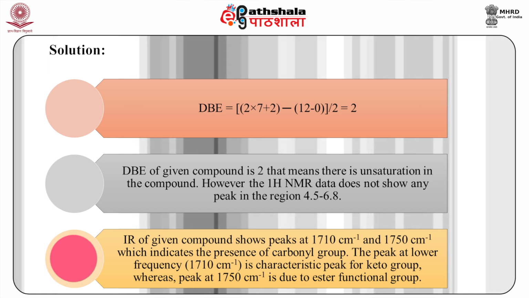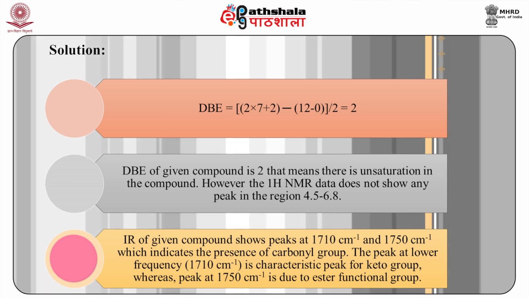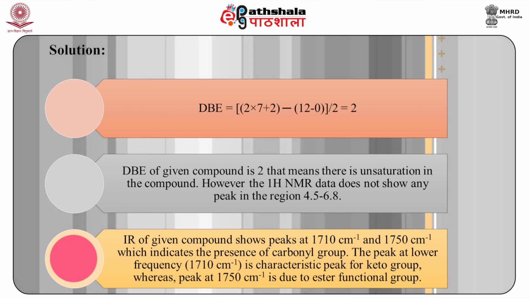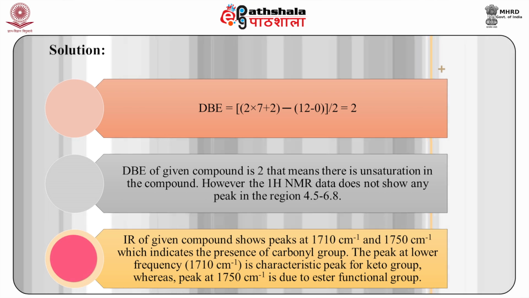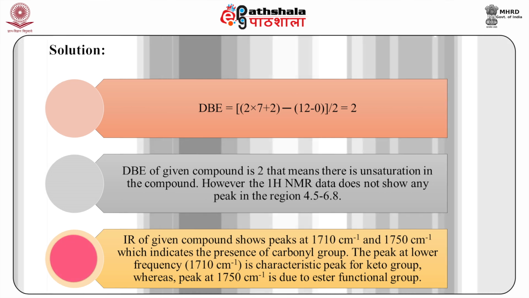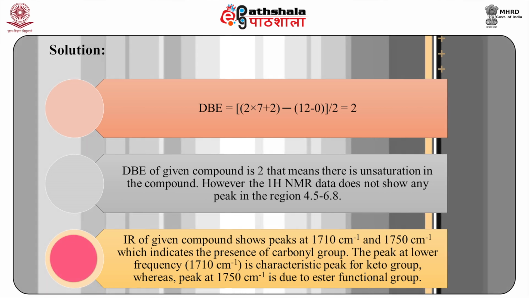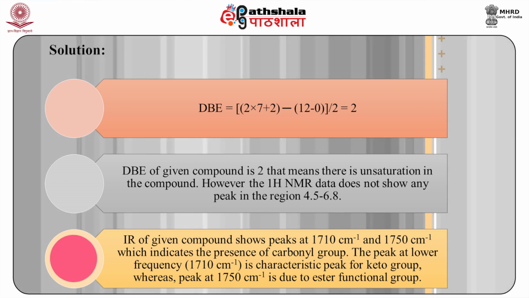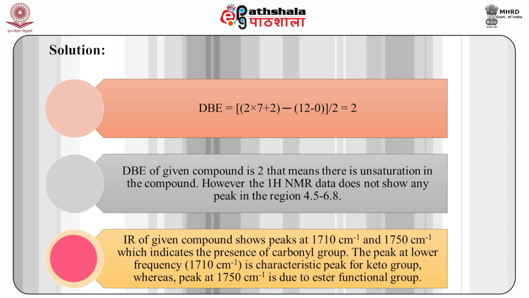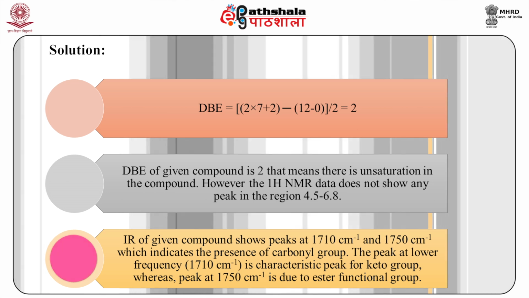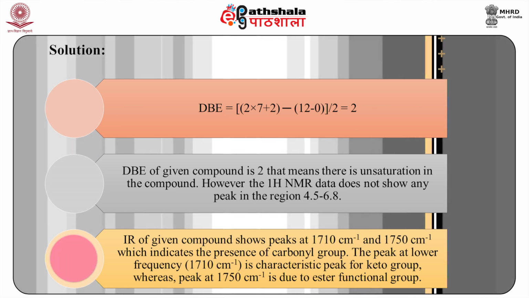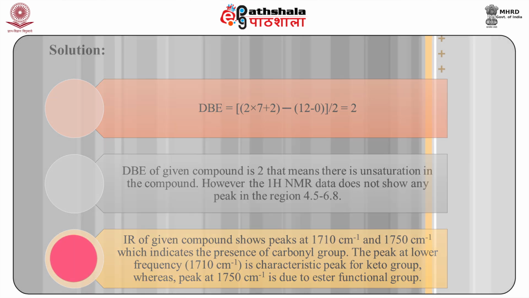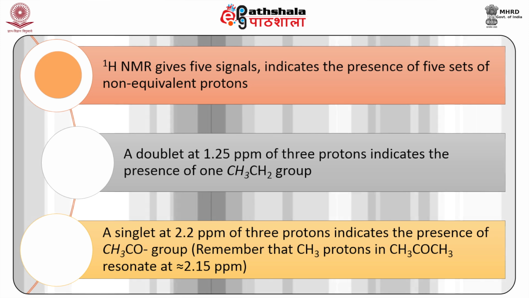Analyzing the IR data of the given compound, it shows 2 peaks, one at 1710 cm⁻¹ and the other at 1750 cm⁻¹, which indicates the presence of a carbonyl group. The peak at lower frequency, that is at 1710 cm⁻¹, is characteristic of the keto group, whereas the peak at 1750 cm⁻¹ is due to the ester functionality in the given unknown compound. Now let us come back to the proton signals.